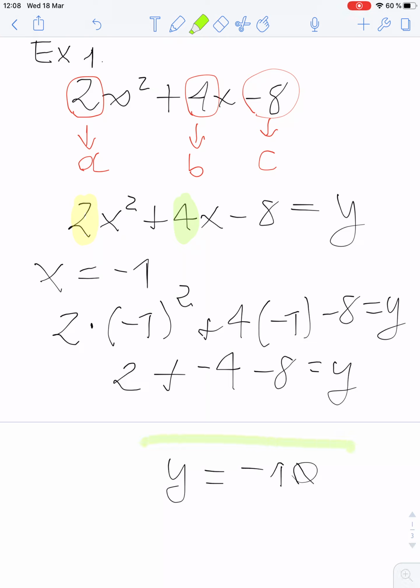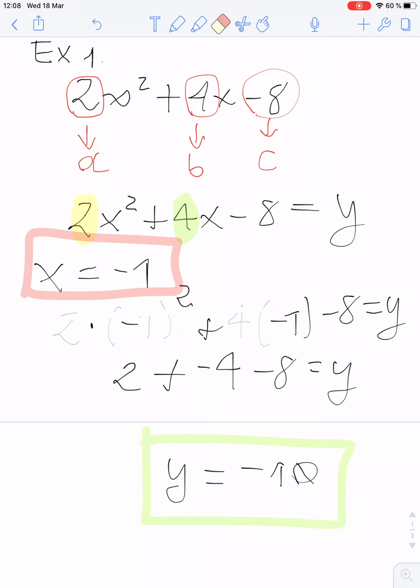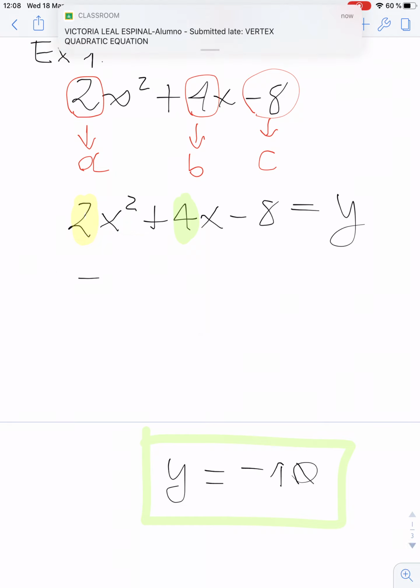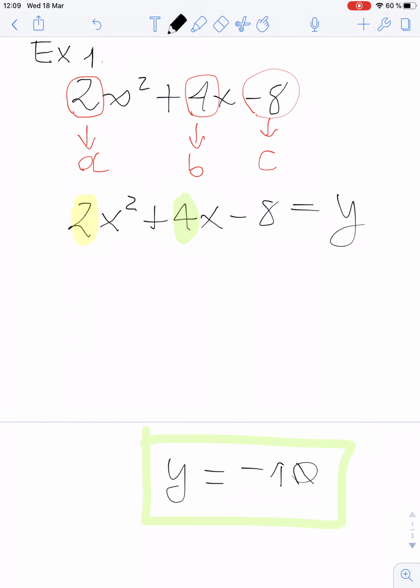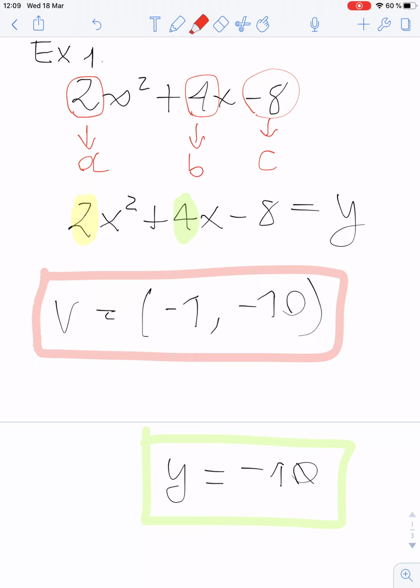Finally, when you have found the value for y, we need to write the whole coordinate. That means the value for x and the value for y. Now we can write this as a coordinate. The vertex is equal to x, that is minus 1, and y, that is minus 10. That is the final step, and that is the point we need to find.